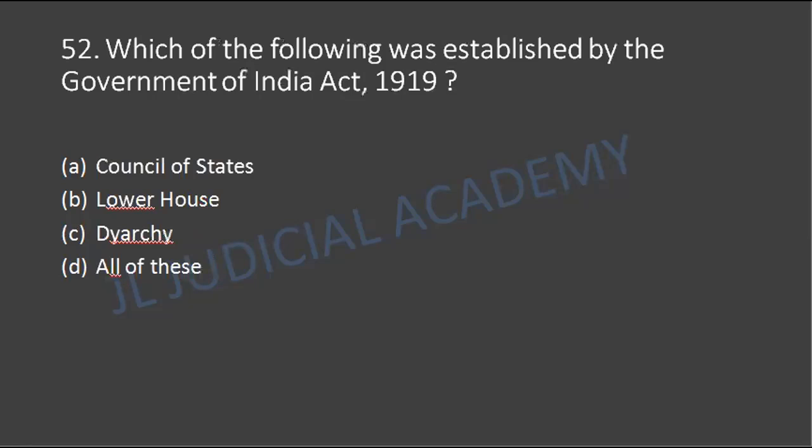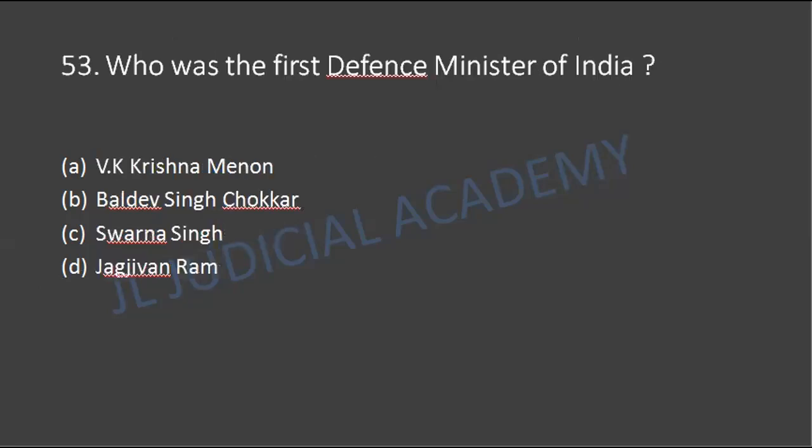Next, which of the following was established by the Government of India Act 1919? The answer is all of these. Council of States, the lower house, and the diarchy system. All three were established by the Government of India Act 1919.